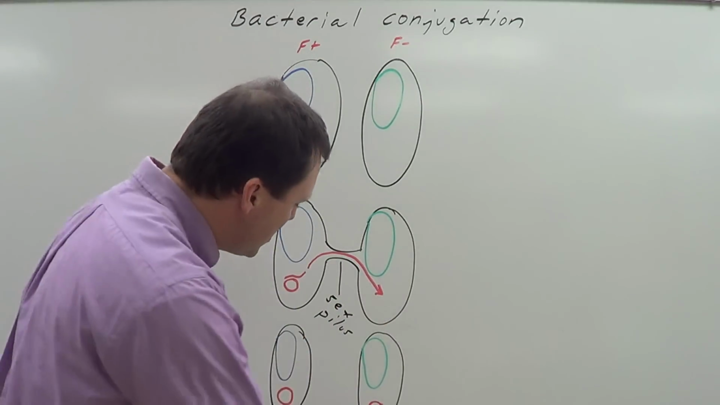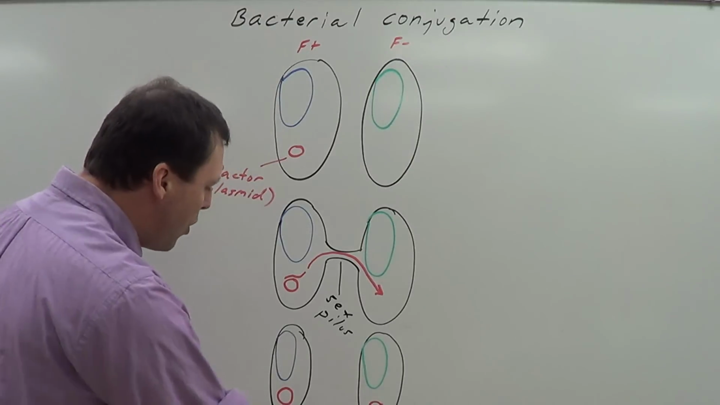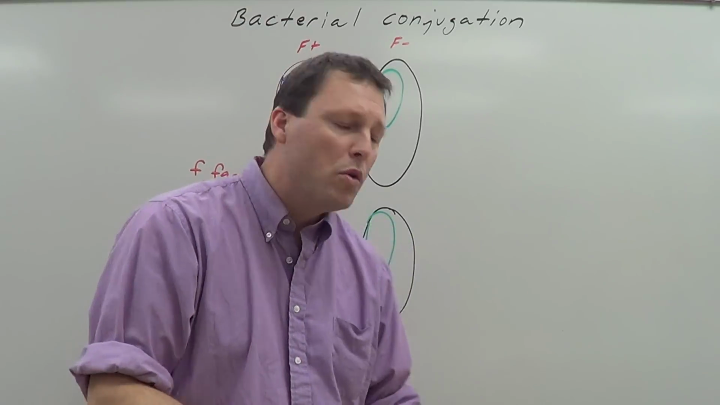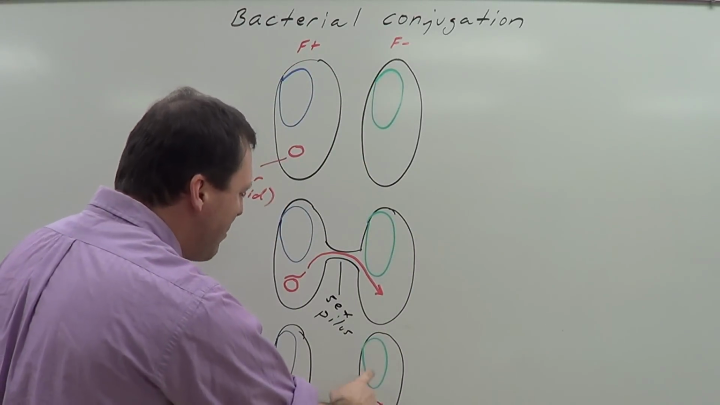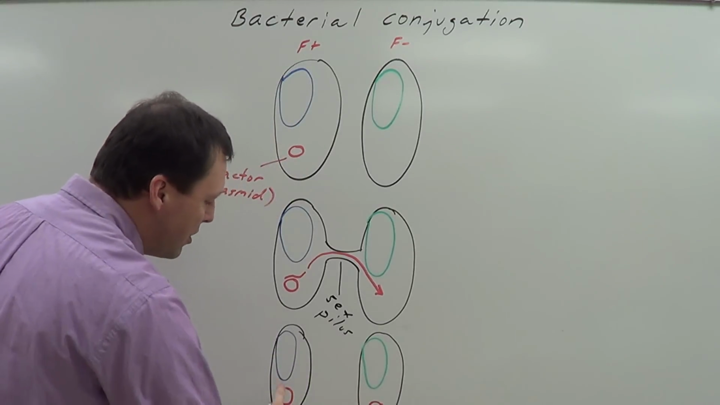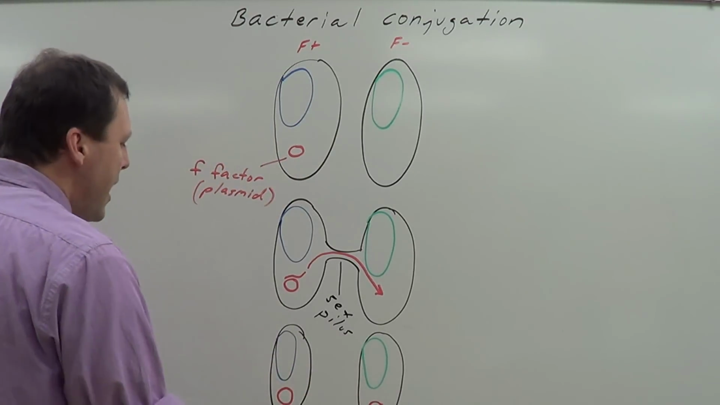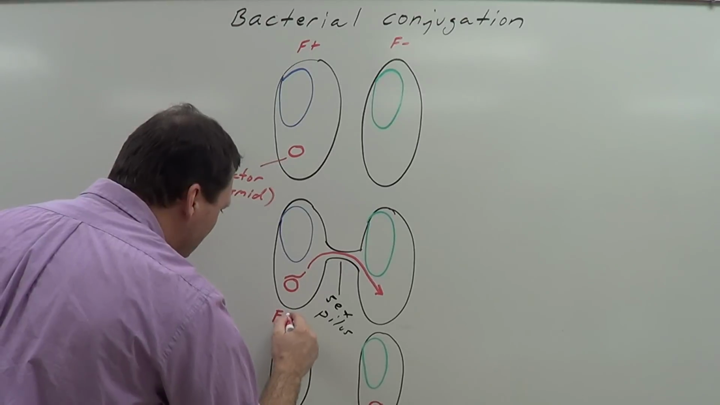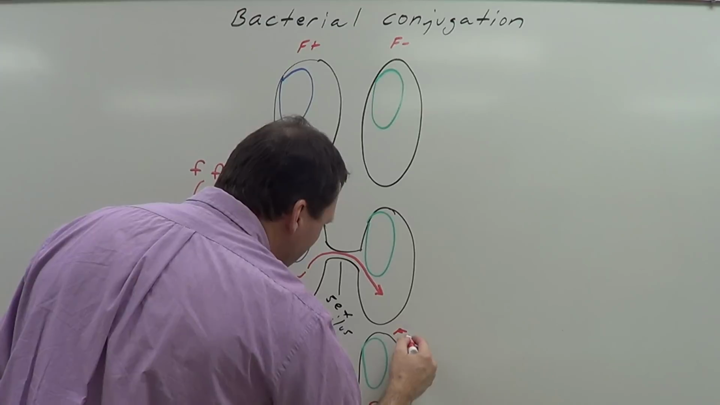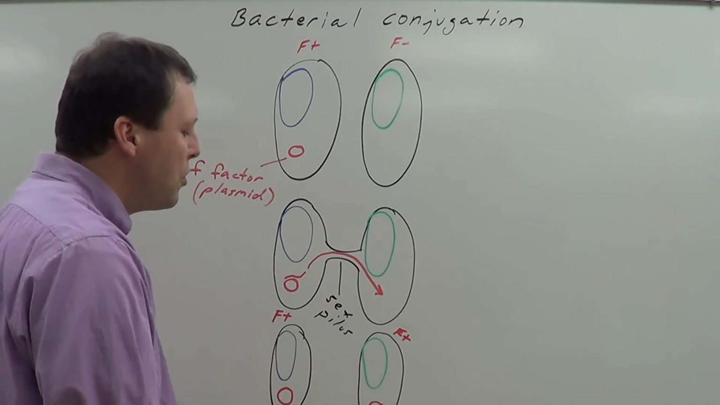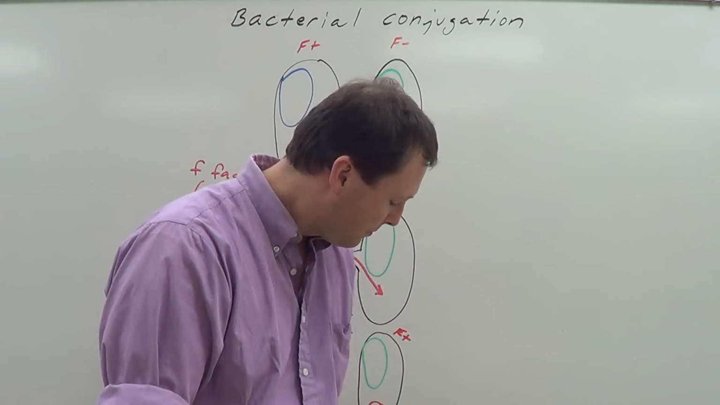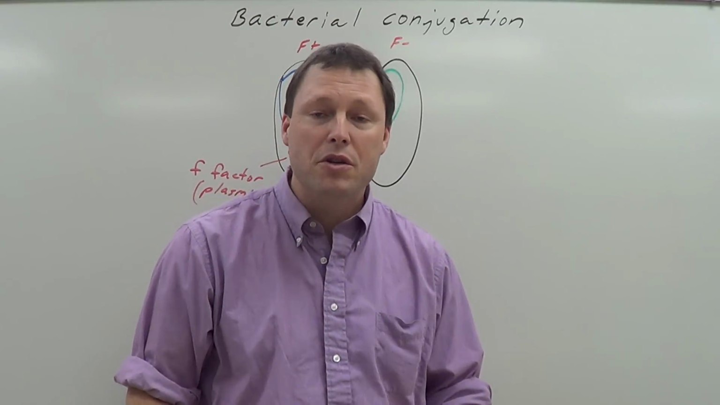And once that strand gets into the other cell, both of these F factors are now going to reproduce. They're going to remake that second complementary strand to become double-stranded again. They're going to replicate a complementary strand so that they're double-stranded. And when it's all said and done, not only is this guy going to remain F positive, but the F negative cell now becomes F positive, and it can transfer that genetic information to another bacteria, and the process continues. And that's going to be it for bacterial conjugation.